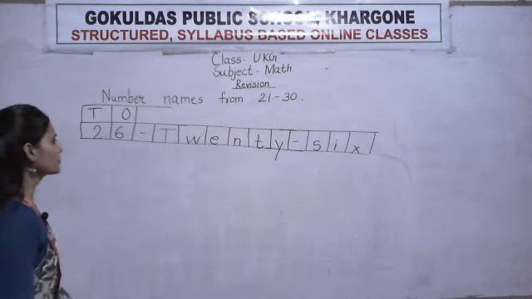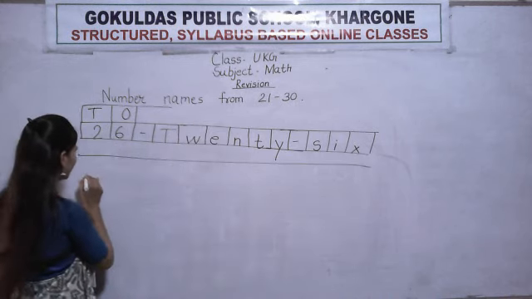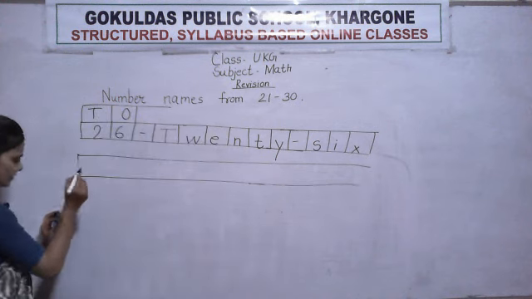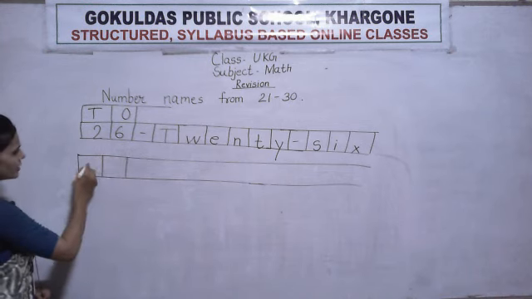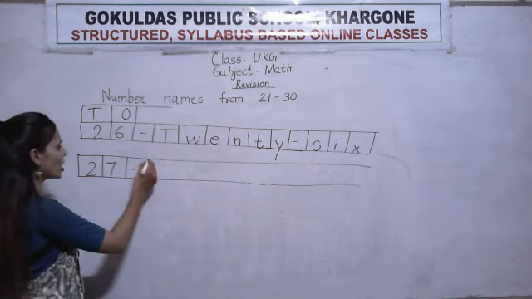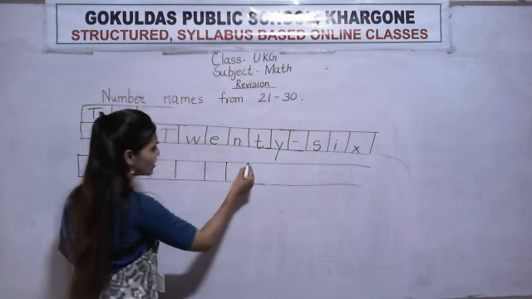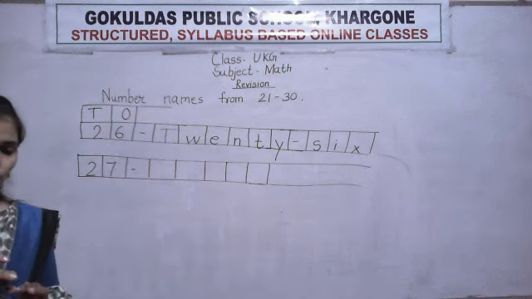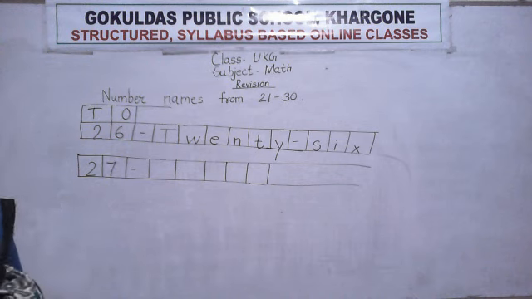Now after 26, all of you write 2, 7, 27. Yes. Now tell me, what is the spelling of 20? All of you learn the spelling of 20 because we will write it many times. In your previous session also you wrote 21 to 30 and again we will write 21 to 30. So you know the spelling of 20?